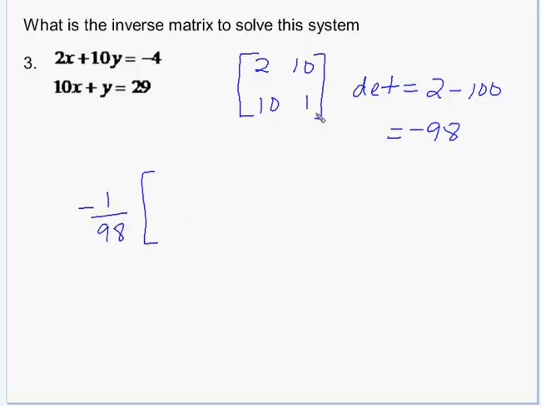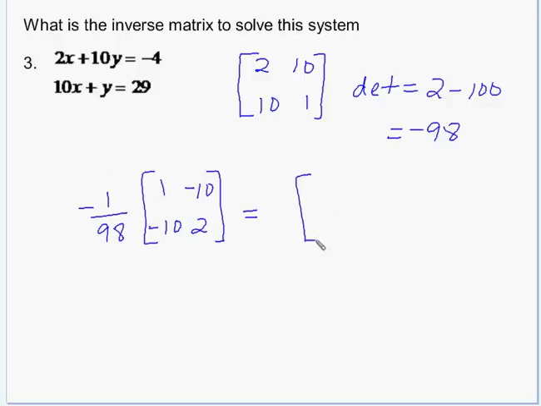Then we take this diagonal here and we flip it, so we have a 1 here and a 2. And then these ones we just change their sign, so -10, -10. And then we want our two answers here. So we're just going to take this -1 over 98 and multiply it through the matrix.